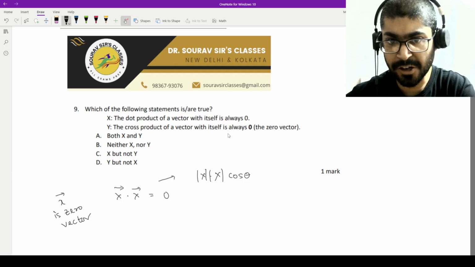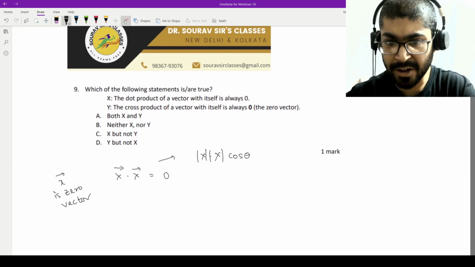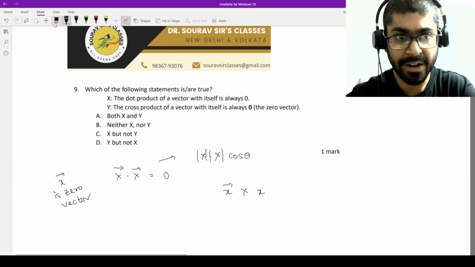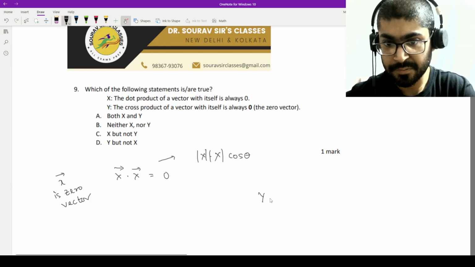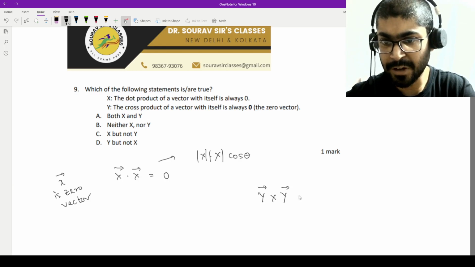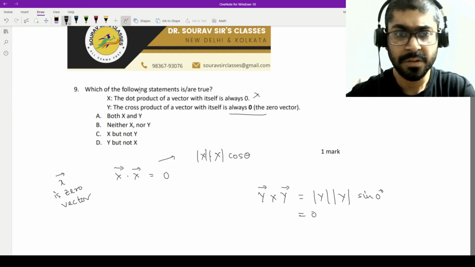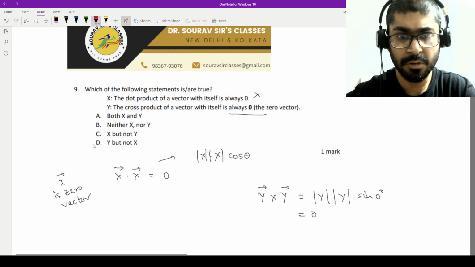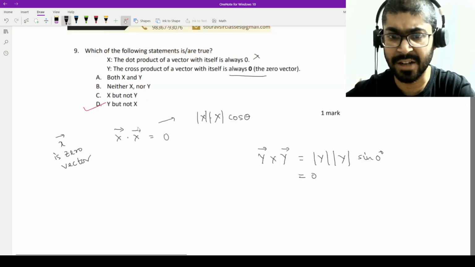Y says the cross product of a vector with itself is always 0. Yeah, because a vector is always parallel to itself. Okay, this is y, right? So y cross y will be magnitude of y times magnitude of y times sine 0, right? Sine 0 is 0, so this is 0. This is always 0, but this is not always 0. So which is always true? Y, but not x. As simple as that. You should just know the property and it is done.